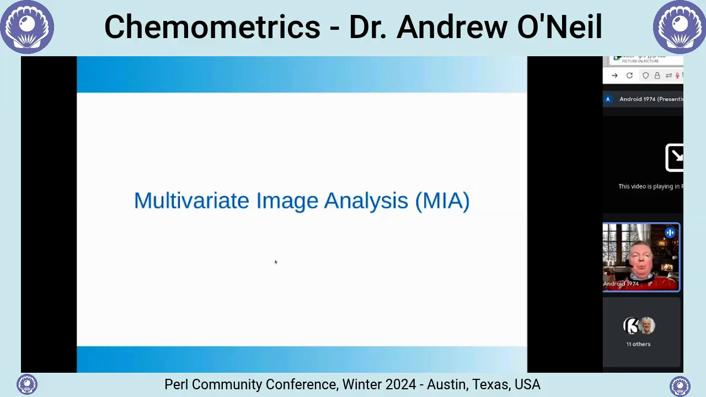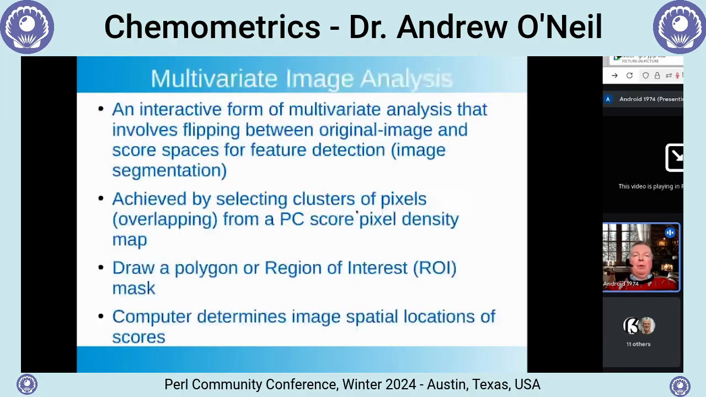The actual data itself, once it's acquired, is called a multivariate image, and the analysis of this 3-dimensional data cube, which has spatial dimensions X and Y, but also wavelength dimensions, is called multivariate image analysis. The traditional way of analyzing these 3-dimensional data cubes is an interactive approach that involves drawing polygons, regions of interest, masks around scores, and flipping between the score space and the original image scene space. So it's called image segmentation.